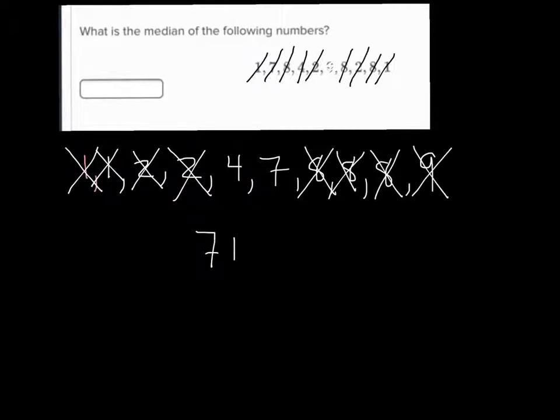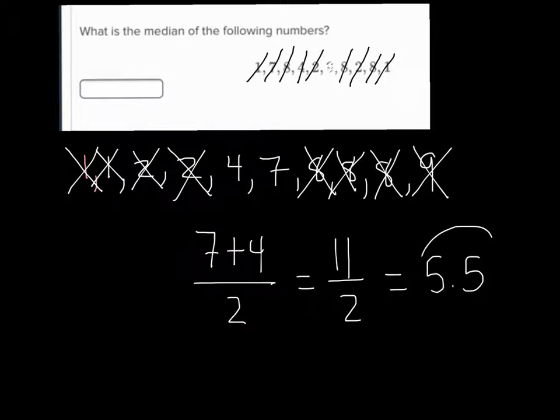So you say 7 plus 4, all divided by 2, right? And so it's 11 divided by 2, which is 5.5. So your median is 5.5. So what I'd put in right there is 5.5. Okay, so arithmetic mean is the average, median's the middle, and mode is the one that occurs the most often.